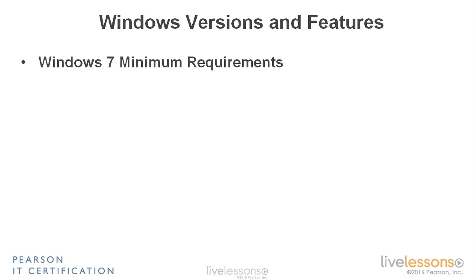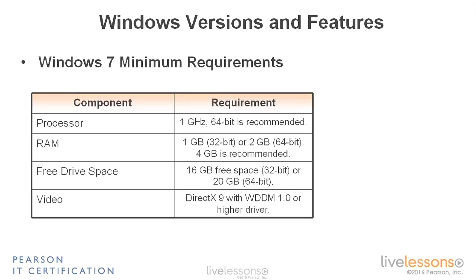Windows 7 minimum requirements. You'll see the requirements here, similar to Windows 8. You have a 1 gigahertz processor, again 64-bit is recommended, basically the same RAM recommendations and free drive space recommendations, as well as video. So you want to have basically the same requirements when you memorize these. You're going to memorize the same requirements for Windows 7 as with Windows 8.